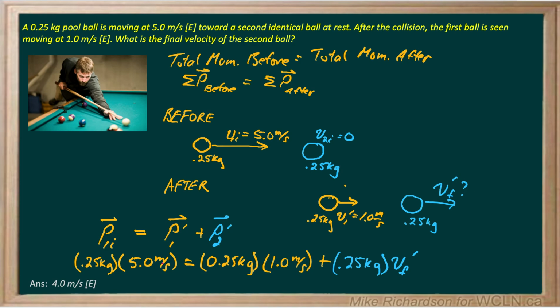Now, you can sort this out and do the algebra, but one thing I noticed right away is that you've got a 0.25 kilograms in every single term. And if all these masses are identical, we can actually cancel them off. So really my equation is 5 equals 1 plus V final prime, which is quite simple to solve. And you end up getting your V final prime to be equal to 4 meters per second. And we get a positive answer, which we've decided was east. The sign will come out when you do momentum.